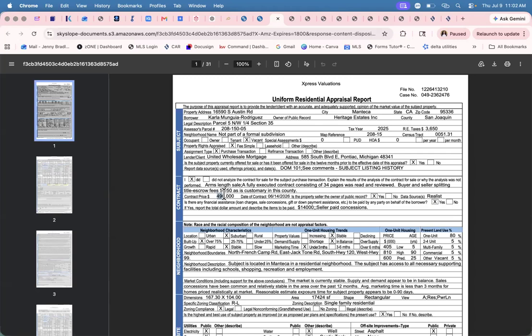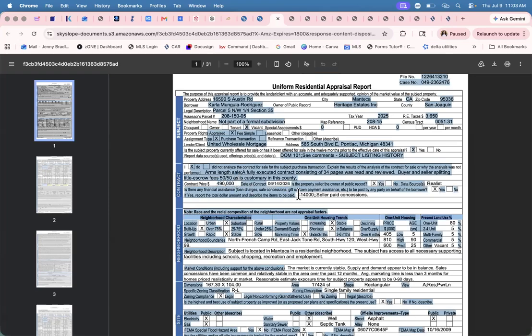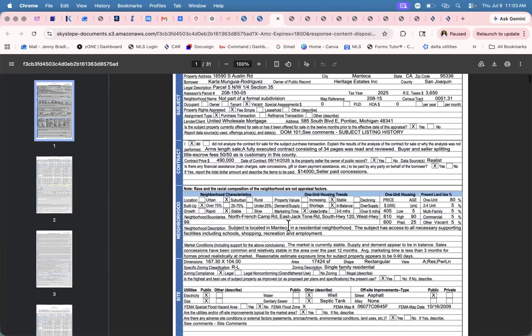So in this case, we were in contract for 490. Okay, it did not appraise at 490. It appraised at 480, which honestly helped us because we did ask the seller to come down in price, and they did, and they still gave us the credit that they wanted. So 14,000 right here, seller paid concessions. So they came down an additional 10,000, and I'll show you where it appraised at.